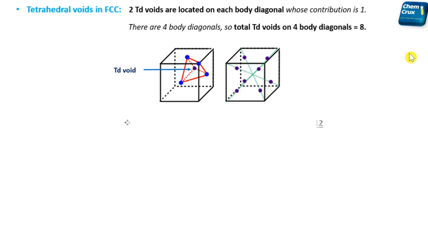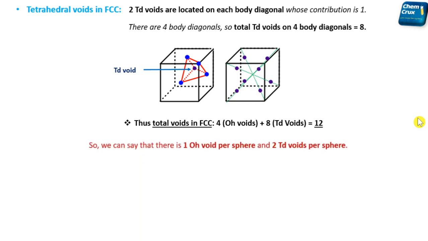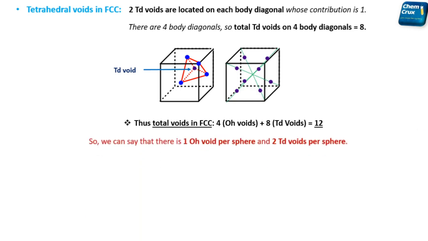Thus total voids in FCC is equal to 4 octahedral voids and 8 tetrahedral voids, that is 12. Now in the generalized equation we have seen that if there are n spheres, there will be n octahedral voids and 2n tetrahedral voids. So we can say if there is one sphere, there will be one octahedral void and 2 tetrahedral voids. Thus we can say there is one octahedral void per sphere and 2 tetrahedral voids per sphere, right? So a few slides back we were forming the structures of CCP and HCP in 3 dimensions.